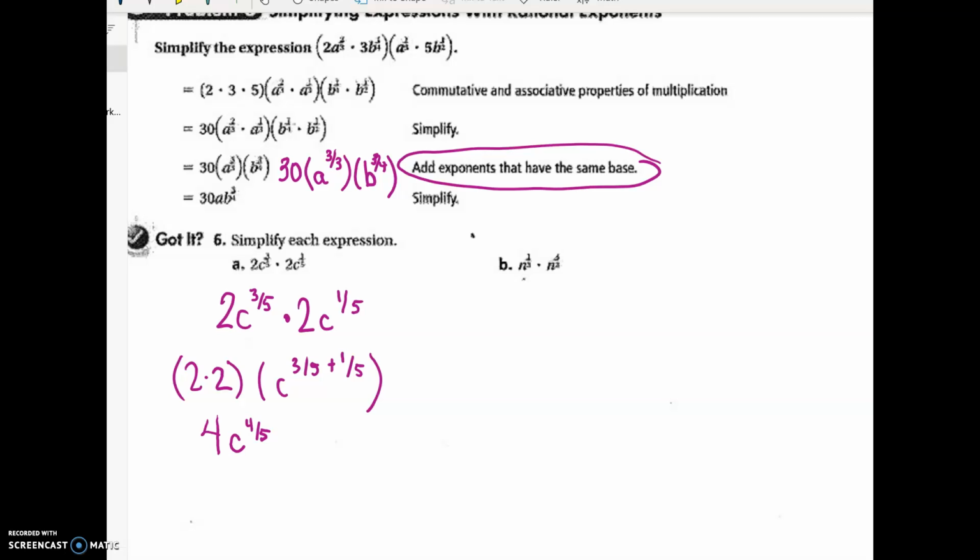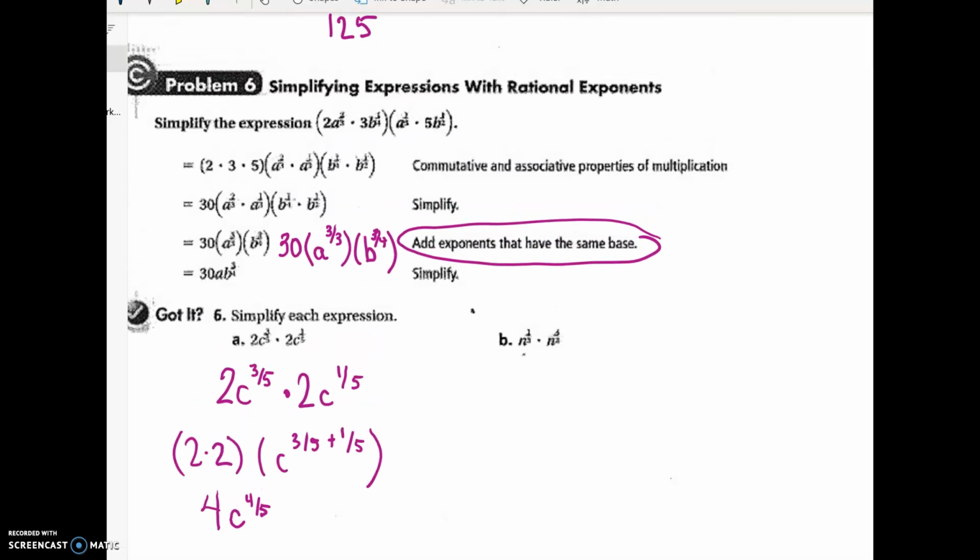Again, I apologize that they are so blurry, but hopefully that made enough sense, or at least you got a chance to see how to do those. I don't think there's any, yeah, that was the end of the notes.